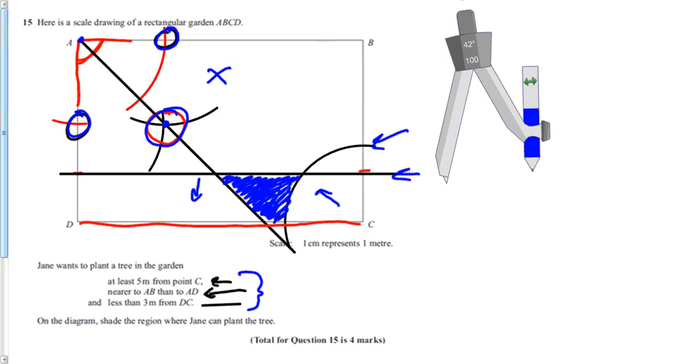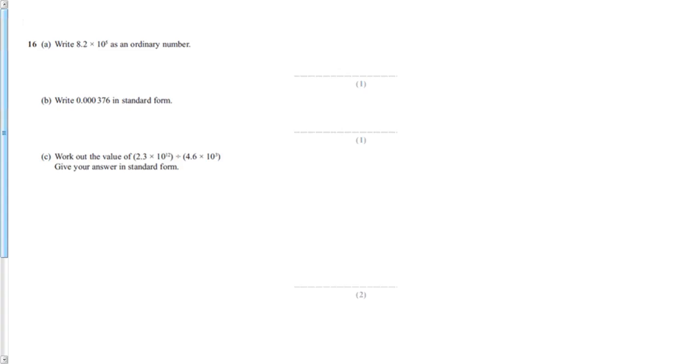It's not necessarily the most straightforward question, but once you've done a couple of them, it is very, very easy. But that one, you just need to do 3, 4 questions in revision, and then you've got it nailed.